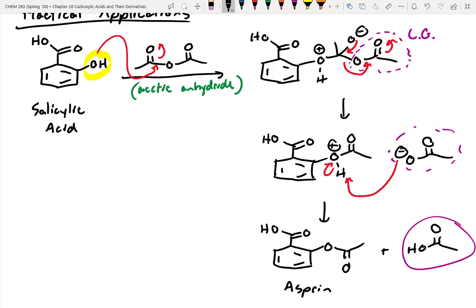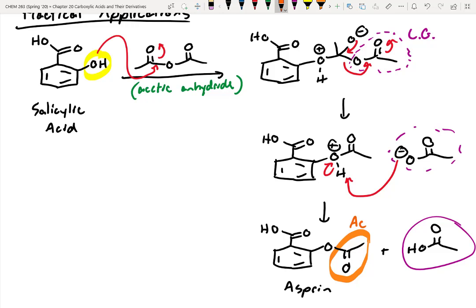And the neat thing with aspirin is that this entire group over here is called an acyl group. And acyl groups are often just abbreviated as Ac in biochemistry. What aspirin does is transfer this acyl group to an enzyme that causes inflammation, basically blocking the inflammation pathway. But this acyl group is installed by using acetic anhydride with salicylic acid.